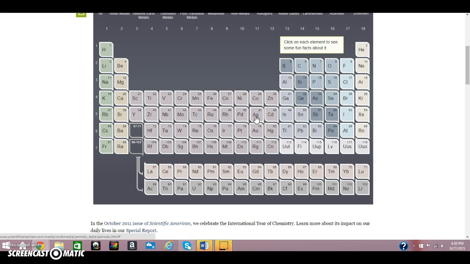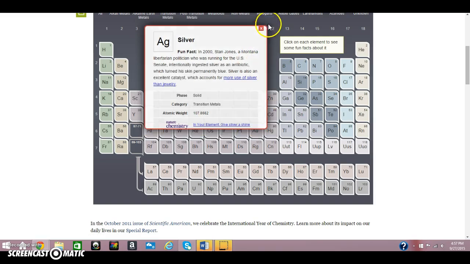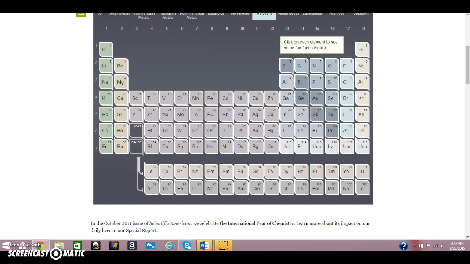Let's say AG. AG, that is the atomic symbol, and that is the name, silver. So it tells you a quick fun fact. It tells you the phase that it is in, so the state of matter it is in nature, the atomic weight. This actually tells you how many protons and electrons there are. Okay, so that is that.